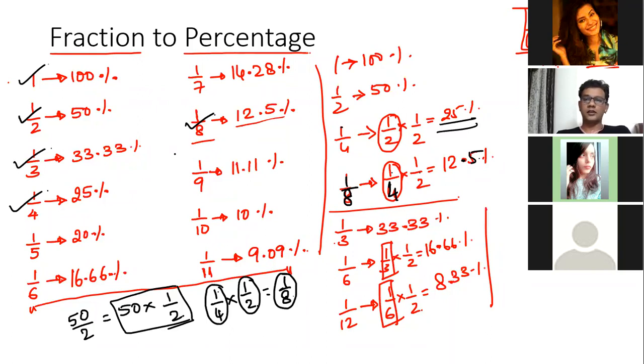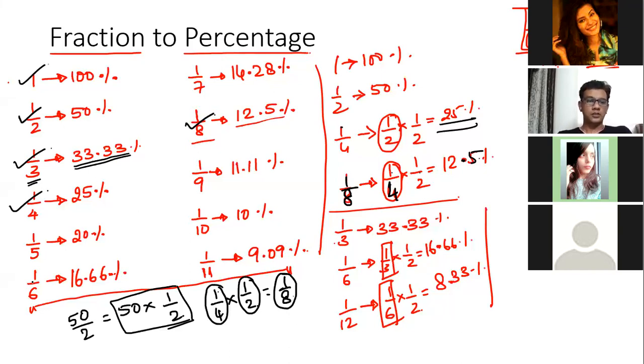The way I'll remember this is, look at this. What is the denominator? 3. And what does the digit of this value contain? All 3's. So 1 by 3 will contain only 3's. So 1 by 3 is 33.33. That's how I will remember it.